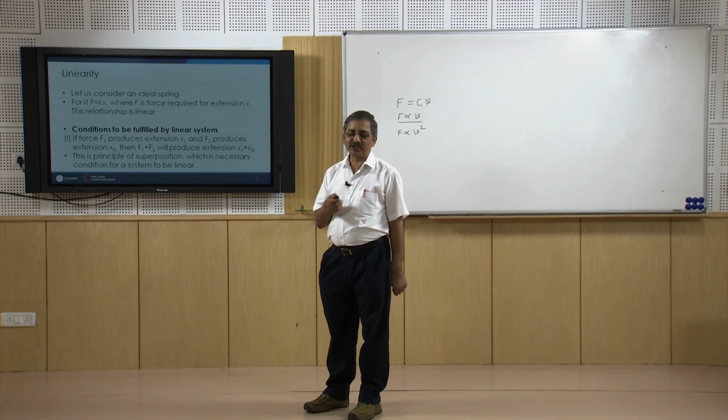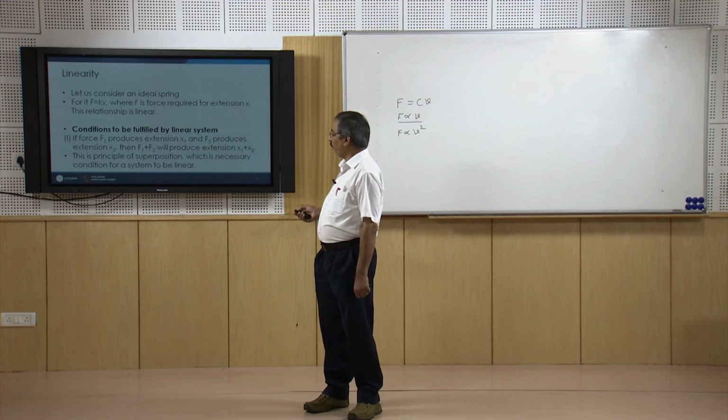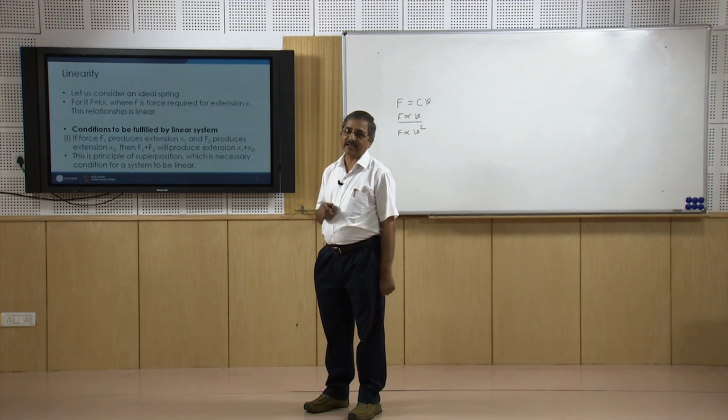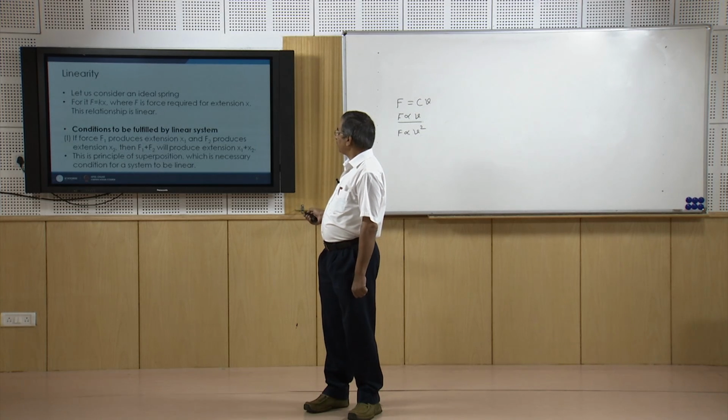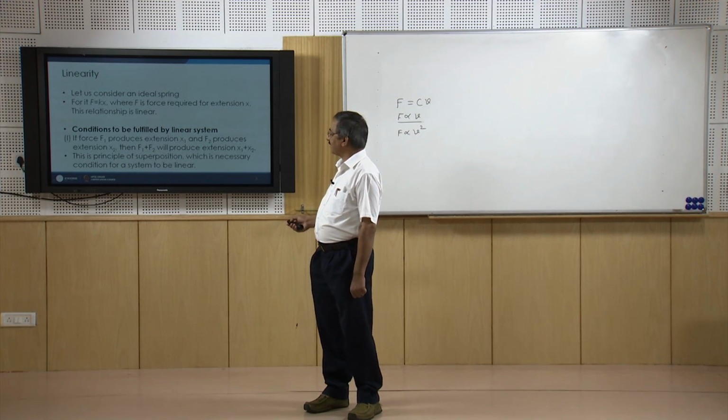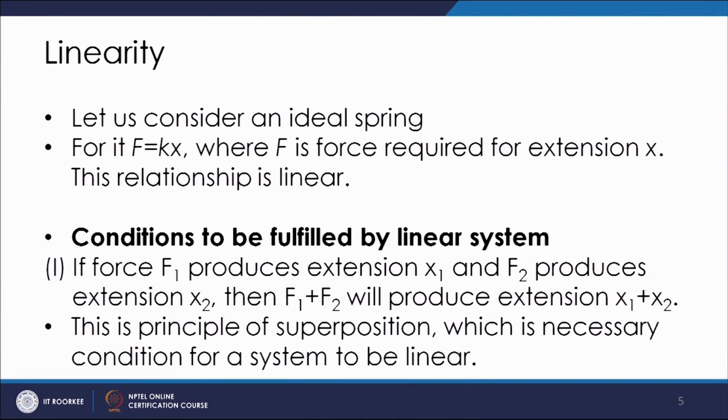Say in the spring example I was taking, if a force F1 produces extension X1, and another force F2 produces extension X2, then if I apply a force F1 plus F2, it will produce an extension X1 plus X2. This principle, as I said, is what we call the principle of superposition, and remember, it is a necessary condition for the system to be linear.